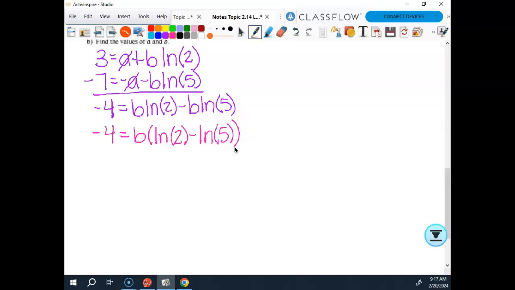Now, at this point, I could put them together if I wanted to. Does that make sense? That would help. But I don't necessarily need to. So I can combine them, but I don't necessarily have to because I'm solving. So I think I'm just going to not do it, even though it's not wrong, just because I don't want to have to do extra things that I might mess up. But now what can I do to get b by itself? Divide. Okay, so negative 4 divided by the natural log of 2 minus the natural log of 5 equals b. Everybody okay with that so far?